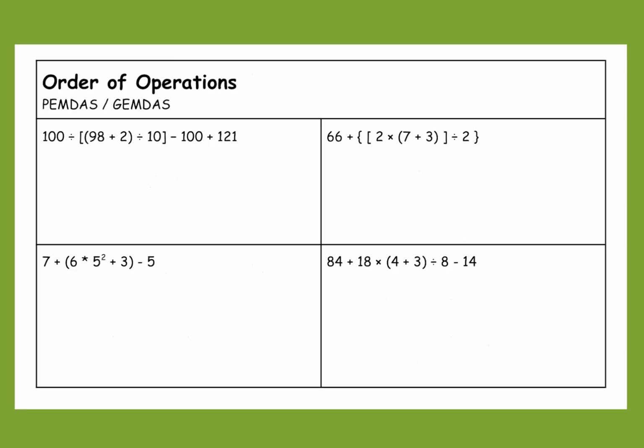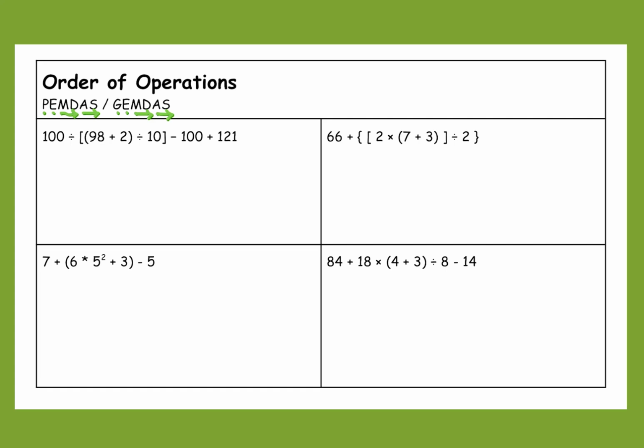The most common way to remember how to solve order of operations problems is PEMDAS: parentheses, exponents, multiplication and division from left to right, and addition and subtraction from left to right. Or you can use GEMDAS: use grouping symbols first, then exponents, then multiplication and division from left to right, and then addition and subtraction from left to right.